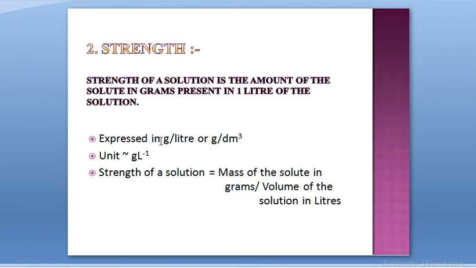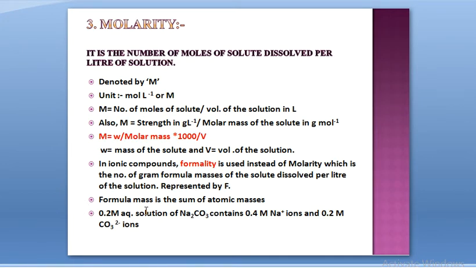Right? Now expressed in gram per liter, obviously if you are taking grams of solute in 1 liter of the solution, or gram per cubic decimeter. Unit out of this क्या निकलेगा? Gram per liter. For numericals, we'll do in the Google Classroom. Strength of a solution is this: mass of the solute in grams divided by volume of the solution in liters. This is strength. Next is molarity, one of the most commonly used concentration terms.